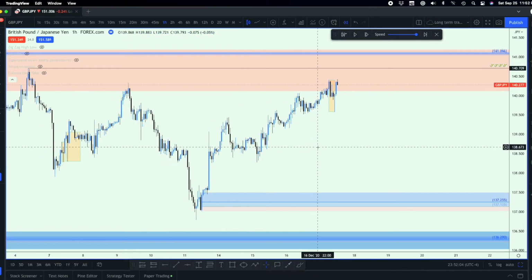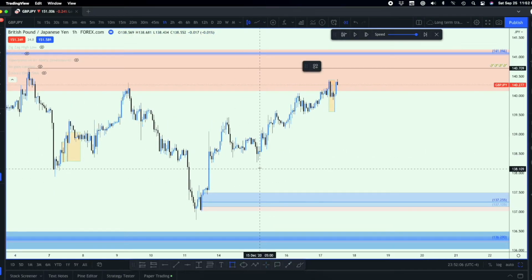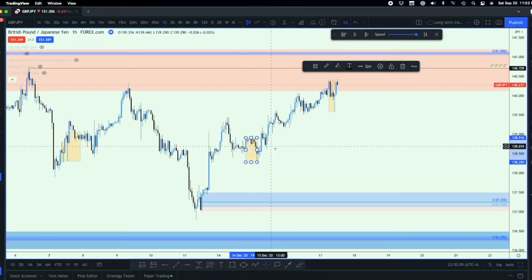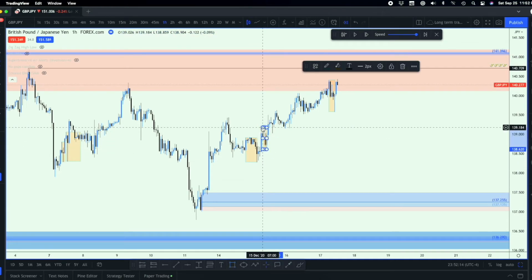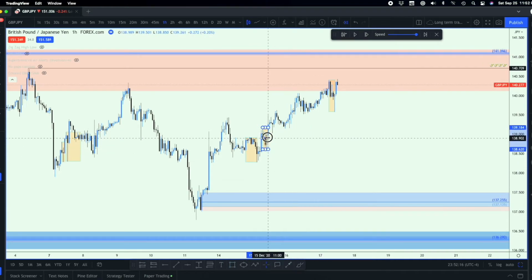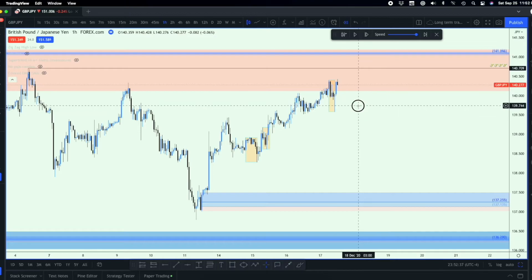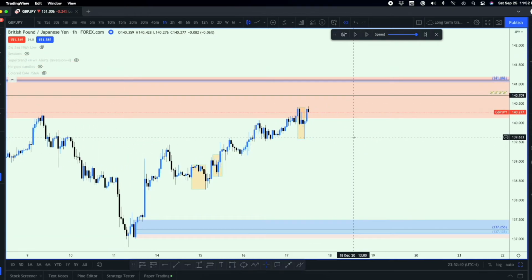How do you know? Because I see this MB right here. MB validated. Double MB. And it went. Kept going. Non-stop. And it's not validating deep within these MBs.